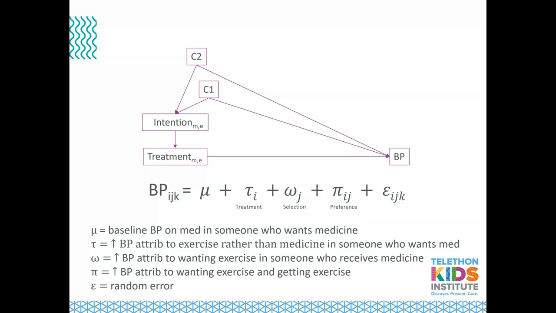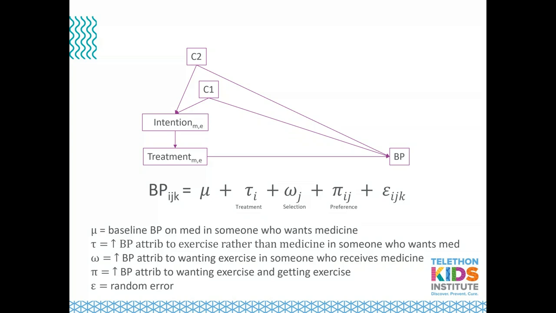So this is the basic setup: any individual's change in blood pressure after 3 months is a function of mu, which is the change in blood pressure that would be expected for someone who wants to have medicine, intends to have medicine, and actually receives medicine, plus tau, the additional effect on the blood pressure of the treatment they receive, which in this context, if they receive exercise, contrary to their intention or preference to have medicine, represents the additional effect on their measured blood pressure.